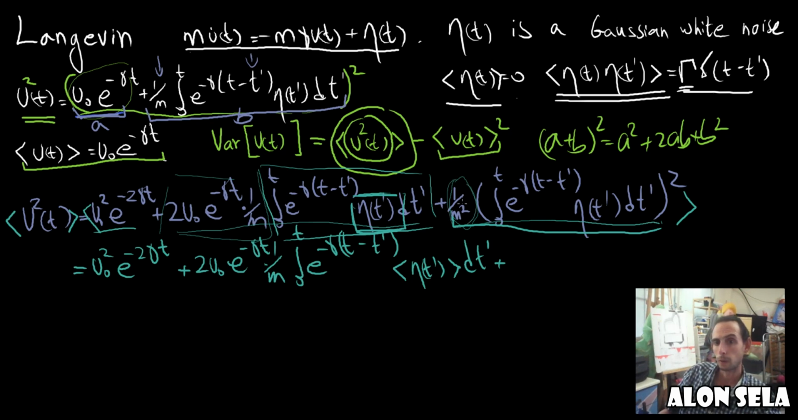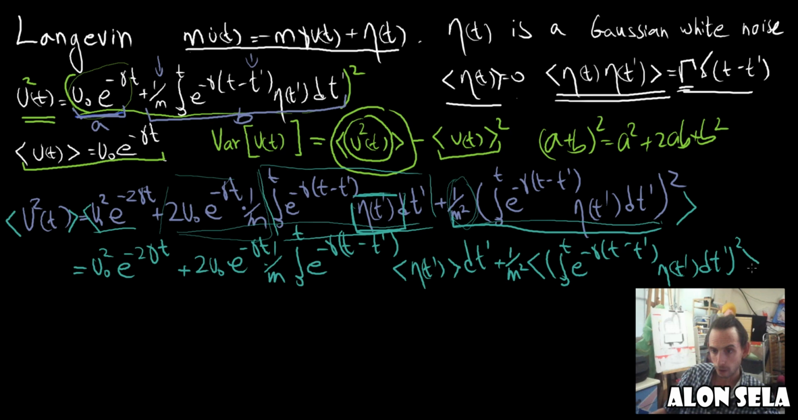This 1 over m squared is a constant, so we can pull it out of the expectation. And now be careful, we need to take the expectation for the squared integral. So we have the squared integral from 0 to t of e to the minus gamma (t minus t prime) times eta at t prime dt prime, squared, in the expectation. Okay, so let's see how we can simplify it a little bit more.